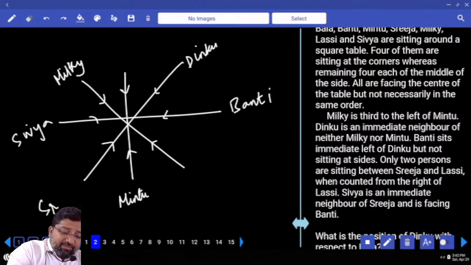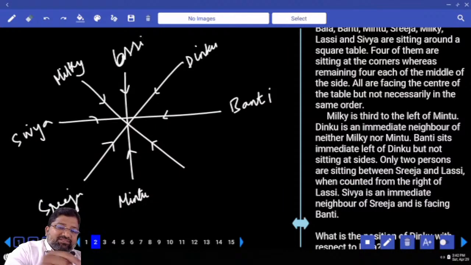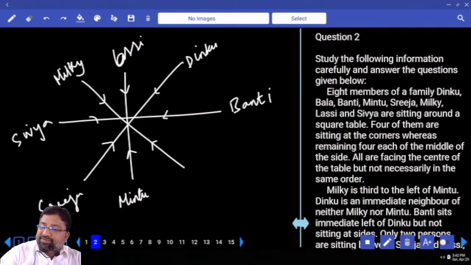Sivya is an immediate neighbor of Srija. And how many persons are sitting between Srija and Lassi? 2 persons when counted from the right of Lassi. 2 people, obvious that this has to be Lassi. There is no other possibility. Next there is 1 person left out. What is his name? His name is Bala. Sir, now we got the answer.